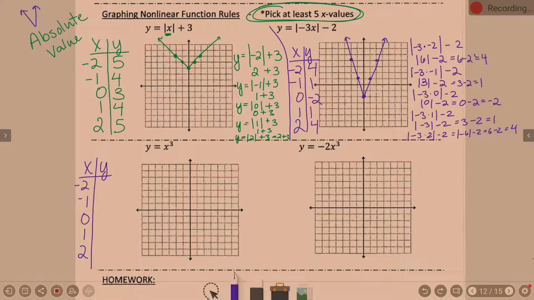Okay, what's it mean to do something to the third, to raise it to the third? What's that mean?